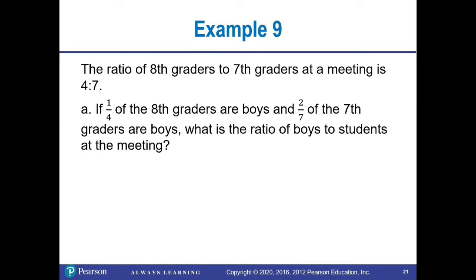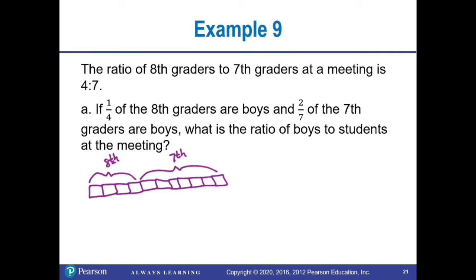I'm going to begin by thinking about the ratio of 8th graders to 7th graders, so 4 to 7. I'm going to draw 4 blocks to represent the 8th graders. Then 7 blocks to represent the 7th graders, because our ratio was 4 8th graders to 7 7th graders. So 4 blocks and 7 blocks. Part A tells us that 1/4 of the 8th graders are boys. So of those 4 blocks for the 8th graders, I'm going to shade one of those blocks, 1 out of 4. Then 2/7 of the 7th graders were boys. I have 7 blocks for the 7th graders and shade 2 of those to represent the boys.